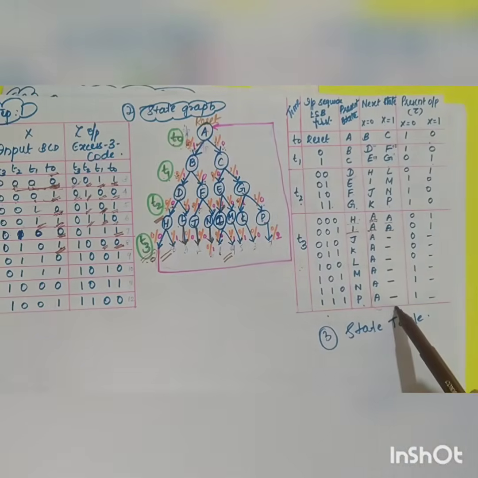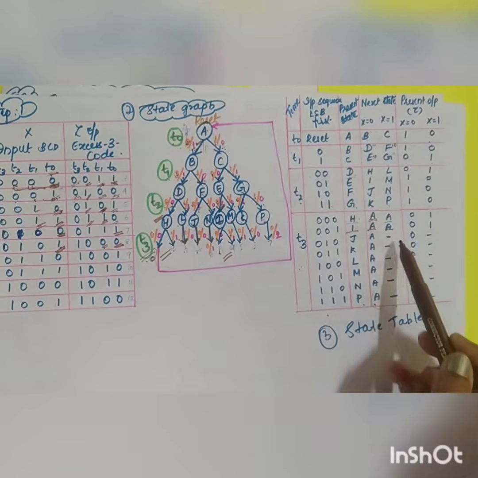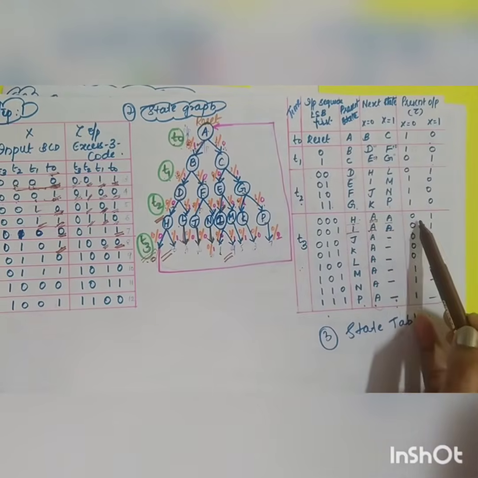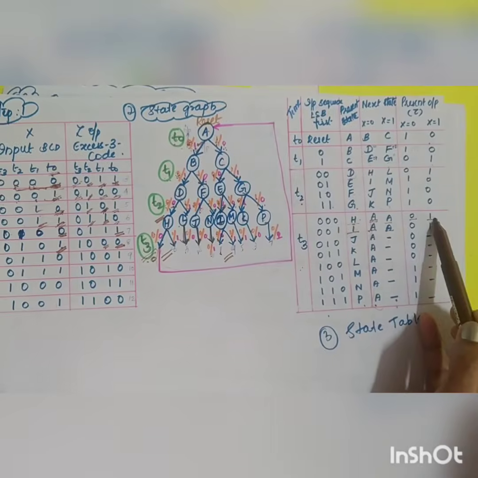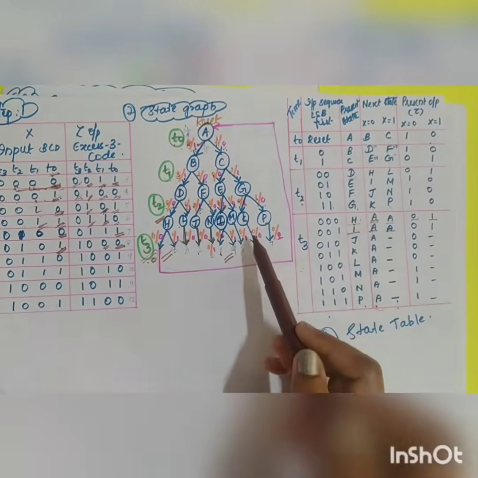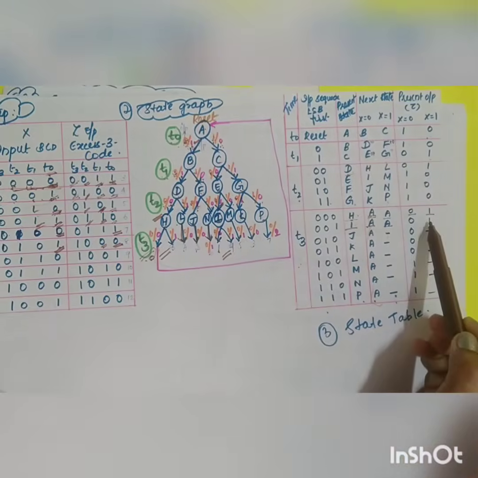In all other cases, you have only the condition when x is equal to 0. That's why here you have the dash condition. Now for H, what is your output when x is equal to 0 and x is equal to 1? It is 0 and 1. It is filled here. For I, what is your output? 0 and 1. It is filled here.